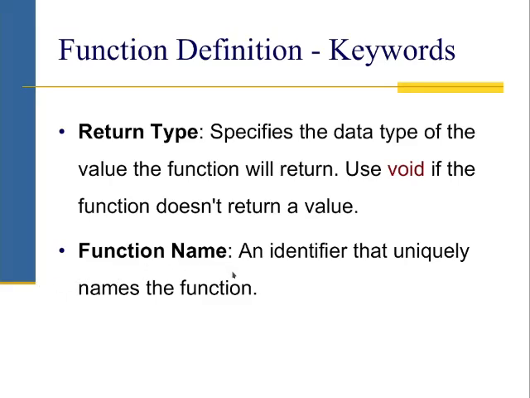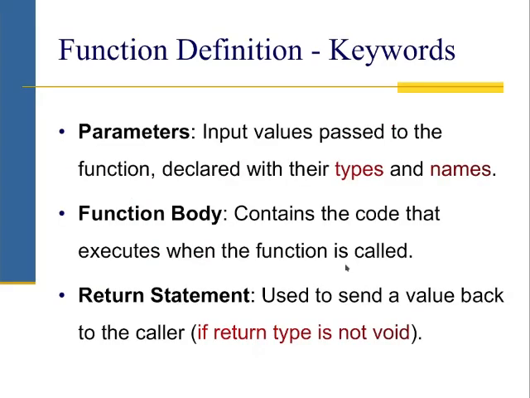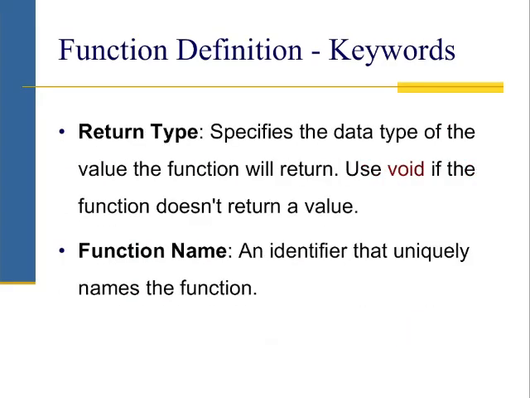And the function name, an identifier that uniquely names the function. So this is actually your function name. You can name it any name you want, but just as with naming variables, it should be reasonable and readable.